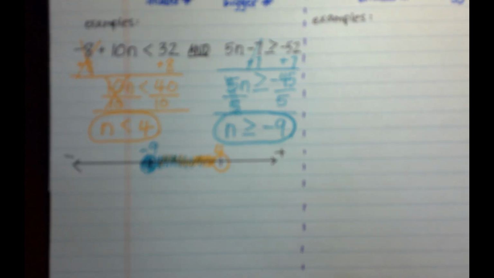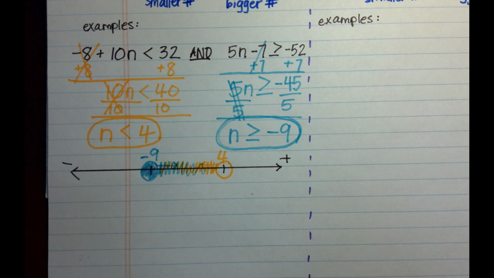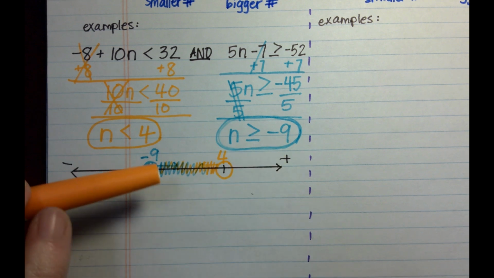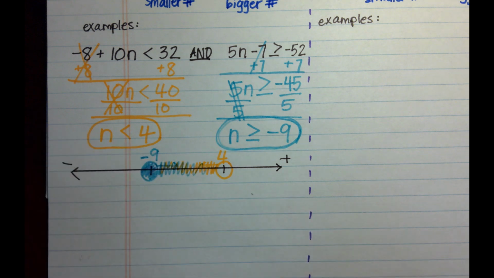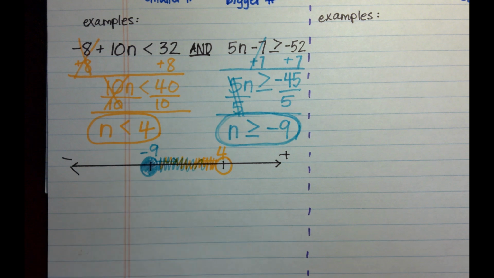And what this means, in terms of that variable n, is that if I wanted to know what number n could be, n can be negative 9, and it can be any number bigger than negative 9 all the way up to 4. But can it be equal to 4? No, it has to be less than 4. That's what this graph tells us. It tells us that n can be any of the numbers that I shaded on the line.